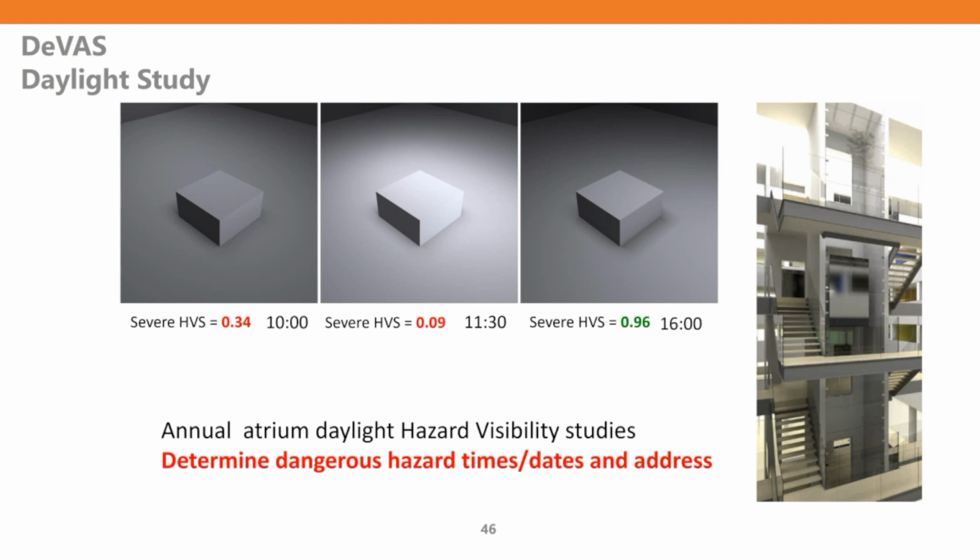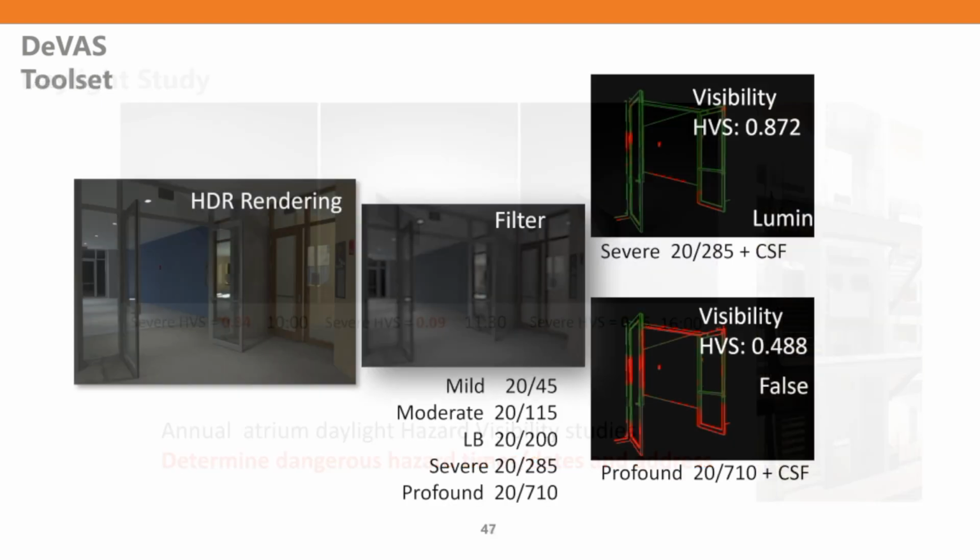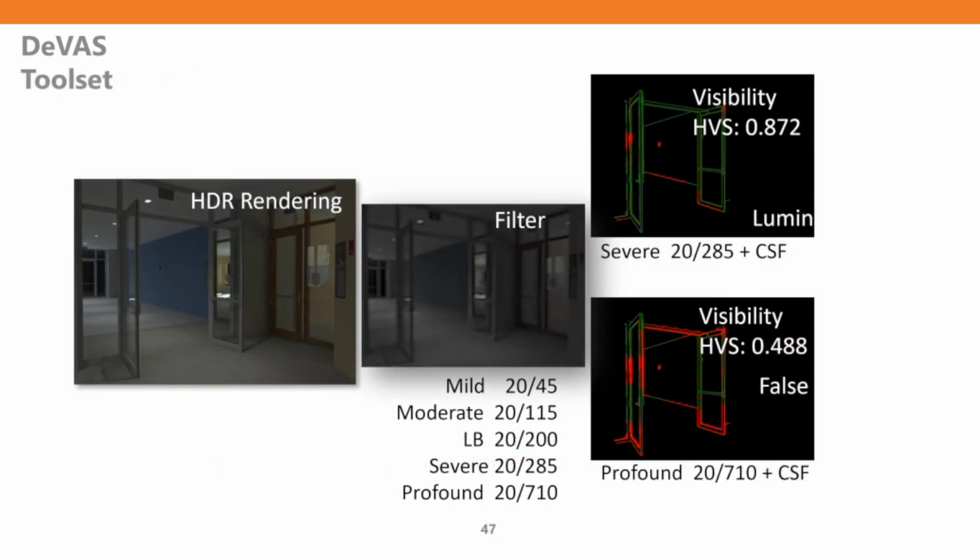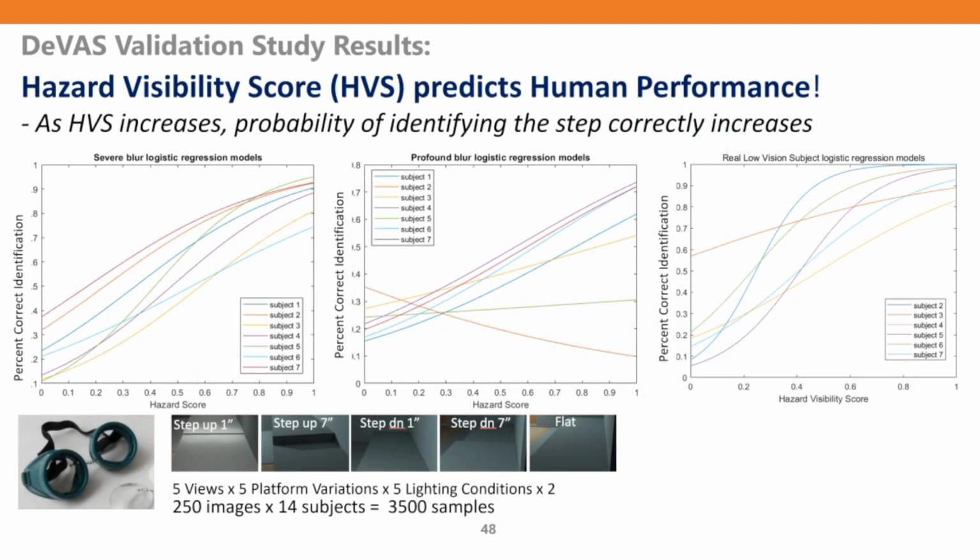So what this suggests to me is an annual atrium daylight hazard visibility study. Find the times of the day when the steps are not visible. I found this on the VELUX website as some atrium model that we're working with. Maybe times of the day you change the contrast in different places so the whole staircase continues to be visible and we're not limiting access to only those of us who have perfect vision. So our basic tool set: Radiance image, filter it to a variety of acuities, and get an end visibility result. There are other tools for diagnostics that we have that we're not looking at today.